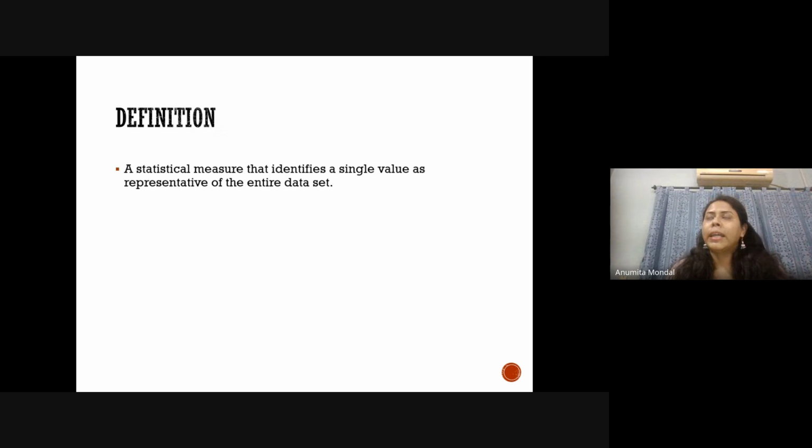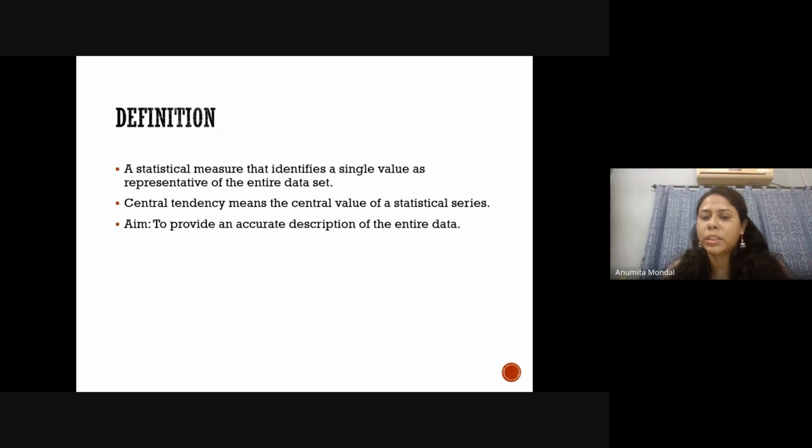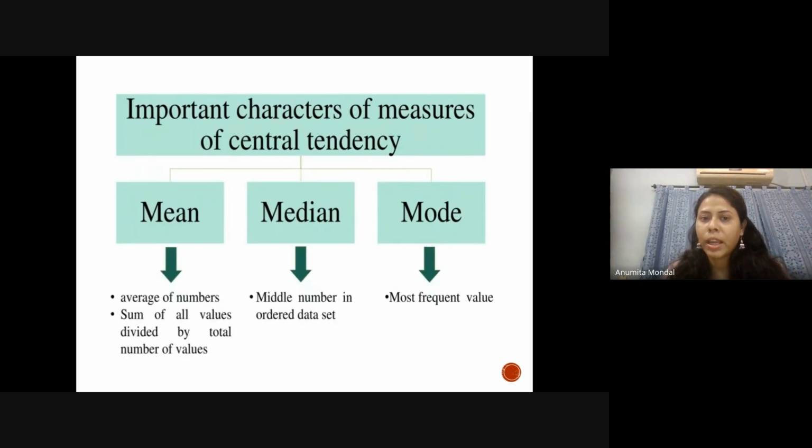Definition. The main purpose of the central tendency is to give a single value which represents the whole data set. Central tendency means the central value. I already said that, and it is aimed to provide an accurate description of the entire data.